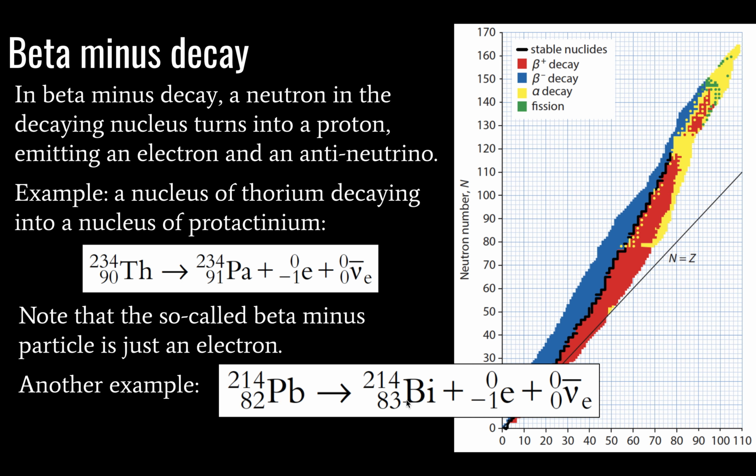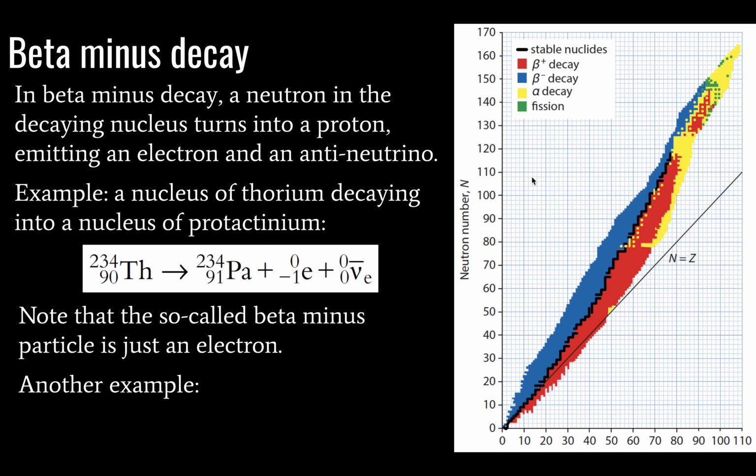Here we have lead becoming bismuth, I believe. And again, our mass number stays the same, but our proton number increases by 1. We also emit an electron and an antineutrino. Okay, so this is a beta minus decay. You're going to need to be very familiar with it.